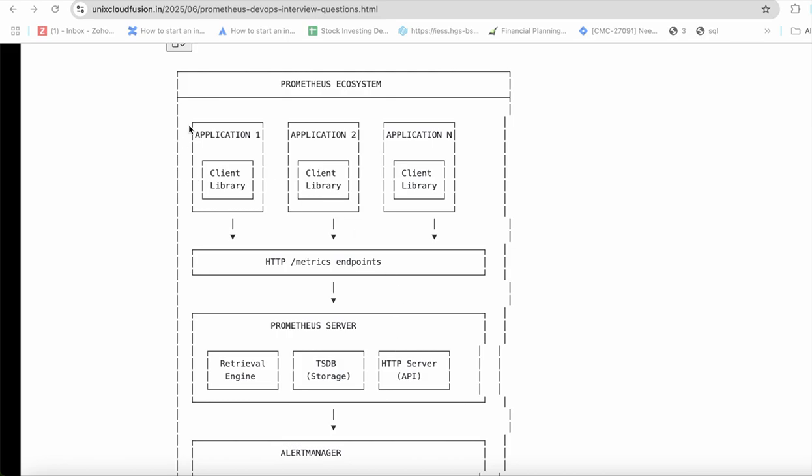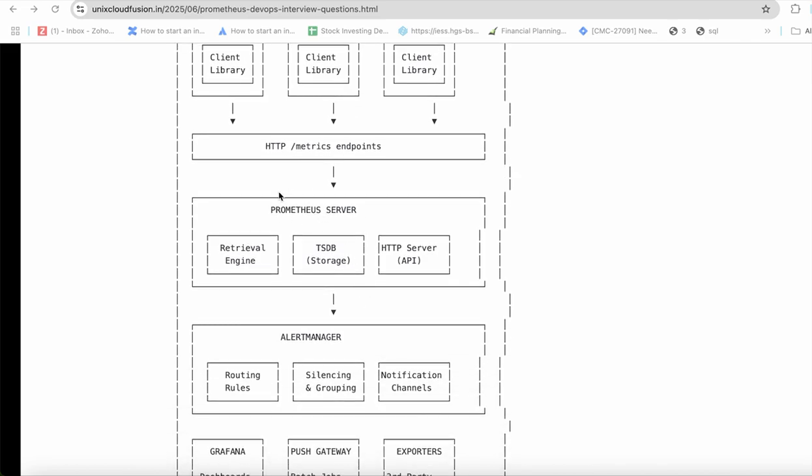We have shown what the complete Prometheus ecosystem actually looks like. It even consists of the application servers. In this case we are considering we have 3 application servers, which have their client library installed, and these are going to expose metrics on the HTTP metrics endpoint, which is where the Prometheus is going to scrape those metrics from. Now this is where the first component, which is actually the heart of the overall Prometheus itself, known as Prometheus Server, comes into the picture.